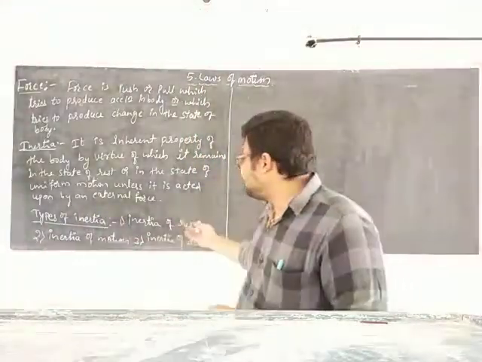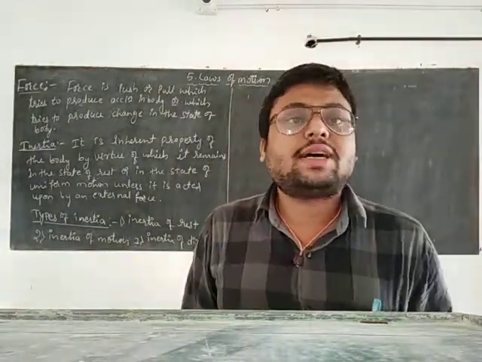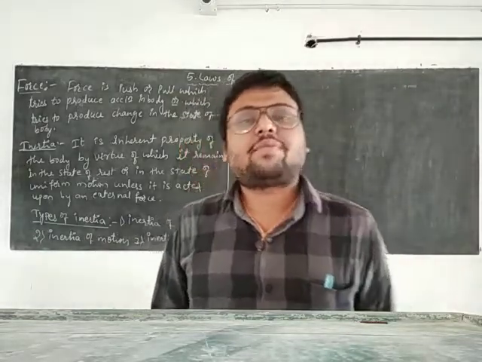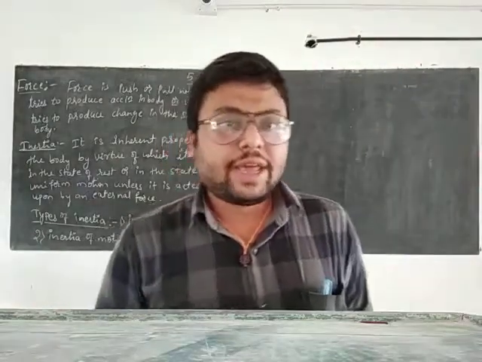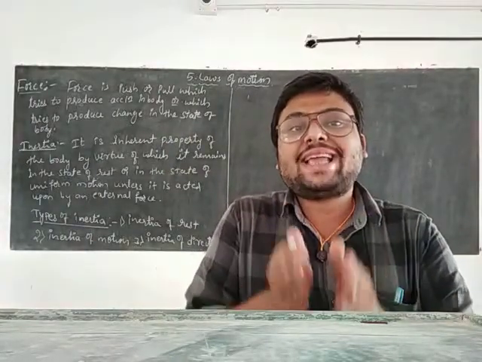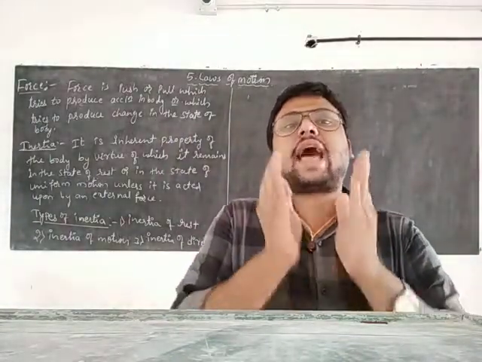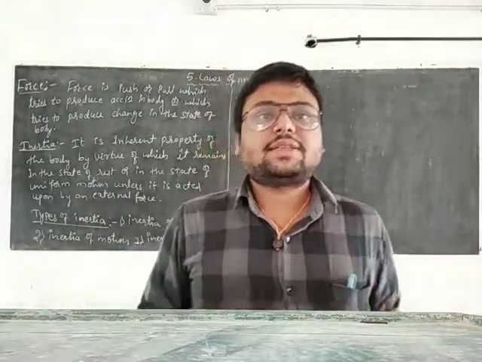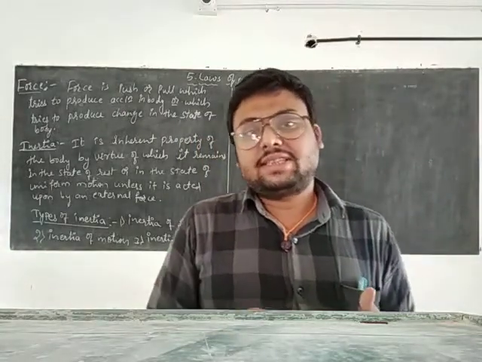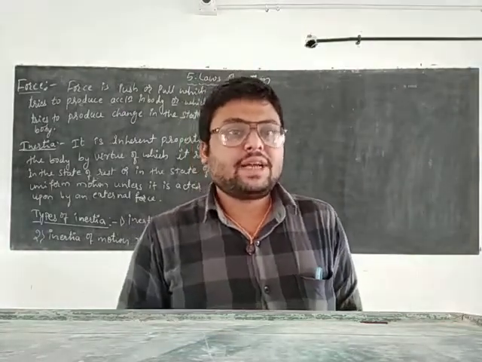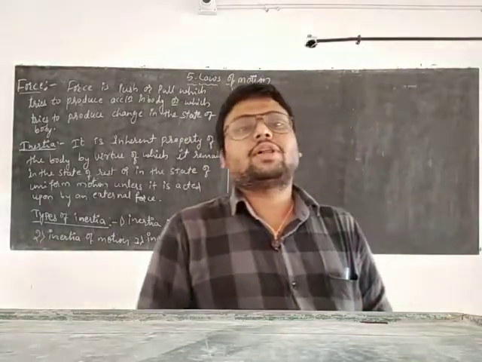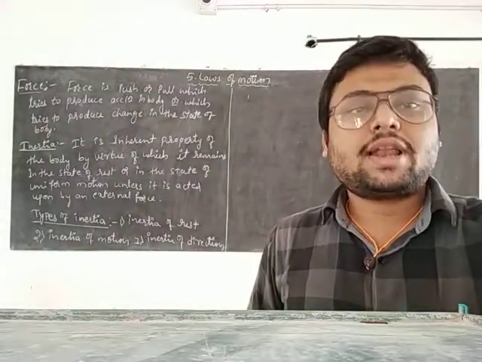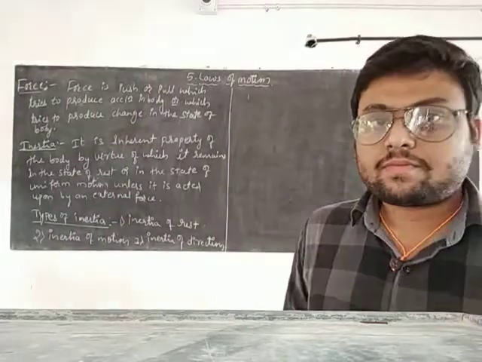So that is an example of inertia of direction. Then we move to the statement of inertia of direction. It is also an inherent property of the object by virtue of which the body is unable to change its direction until it is acted upon by an external force. Am I clear? Right? So inertia of direction is the inherent property of the object by virtue of which the body is unable to change its direction unless it is acted upon by an external force. Okay.